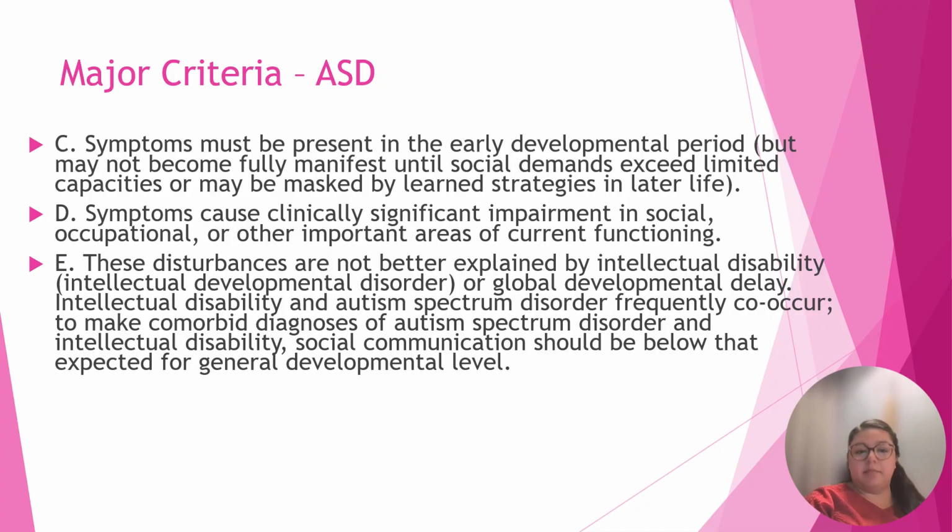Criteria D is that symptoms cause clinically significant impairment in social, occupational, or other important areas of current functioning. So the point of a diagnosis is to be able to gain support or understand something about a person. We'll get more into that as we talk about identity and how people relate to the diagnosis. Criteria E, these disturbances are not better explained by intellectual disability, intellectual developmental disorder, or global developmental delay.